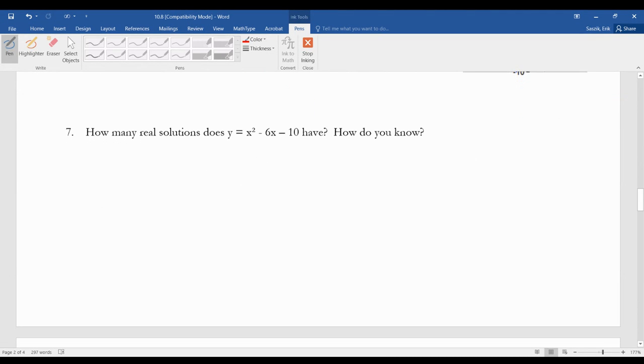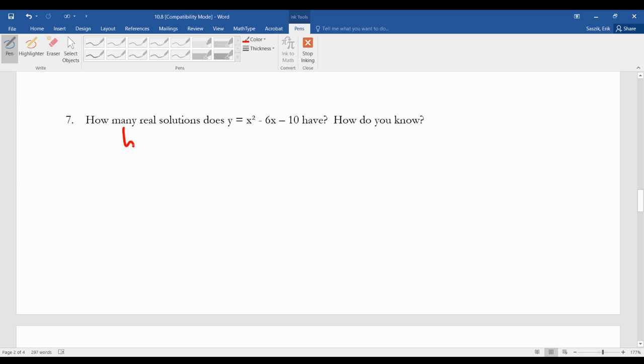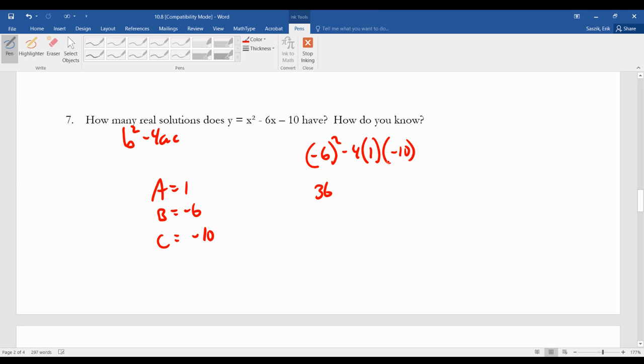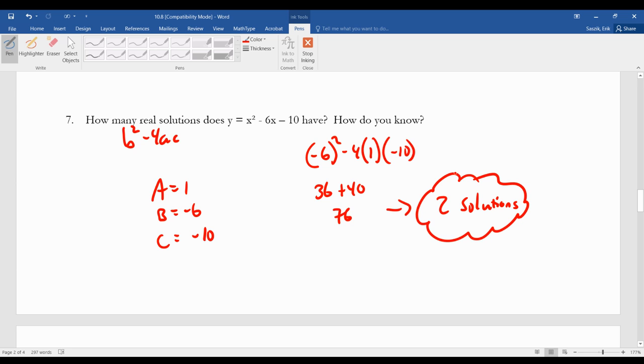How many real solutions does this have? Again, let's just do the discriminant. We want to look at b squared minus 4ac. A is 1, b is negative 6, c is negative 10. So b squared minus 4 times a times c, that becomes 36. A negative times a negative is positive. So we end up with 76. A positive discriminant means 2 solutions. All right.